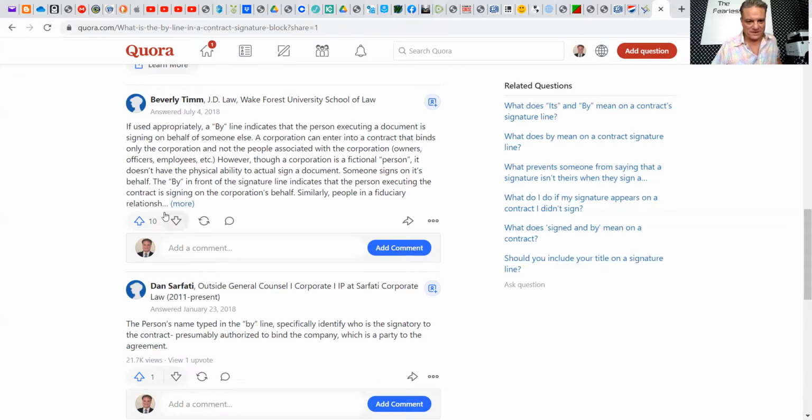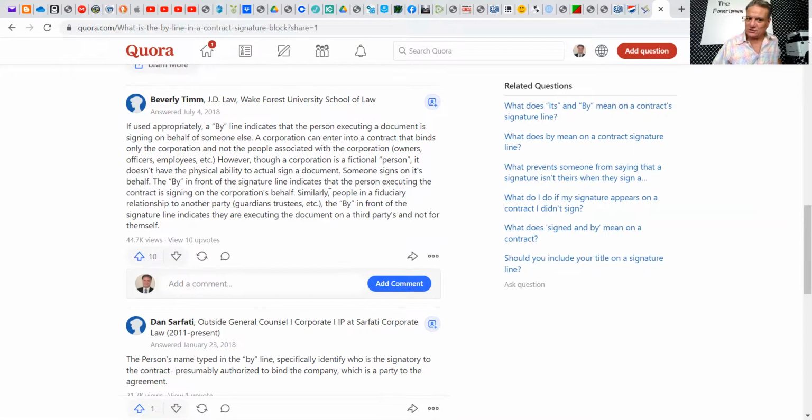Similarly, people in a fiduciary relationship to another party, i.e. guardians, trustees, etc. The byline in front of the signature indicates they are executing the document on a third party's behalf and not for themselves. They actually left out a word.